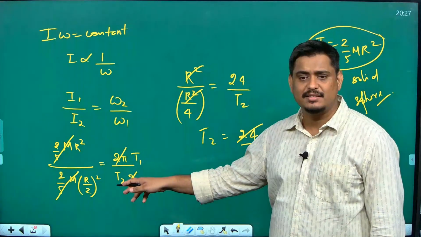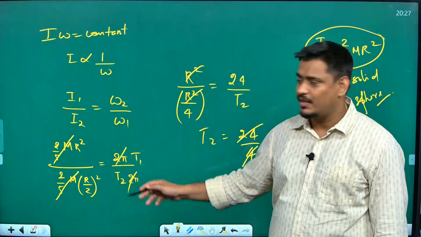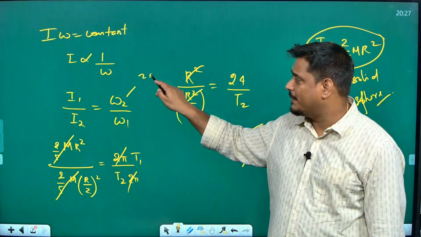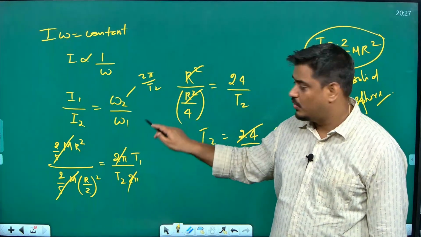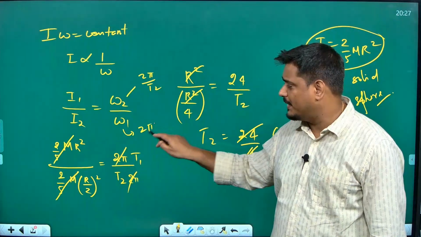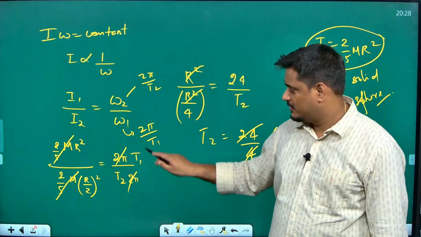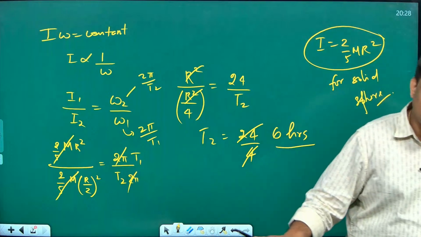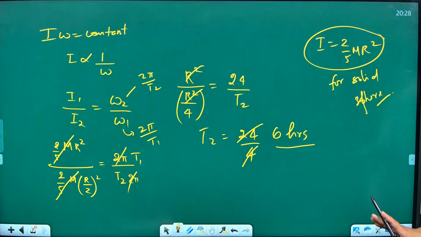2 pi gets cancelled. So we get T1 by T2. Omega 2 is 2 pi by T2. Omega 1 is 2 pi by T1, right Raghav? So 2 pi gets cancelled. Clear? Sure? Anybody else, any doubt is there? Take another question. Please ask me.